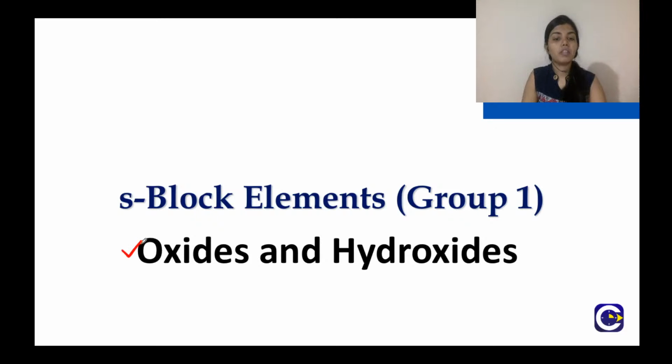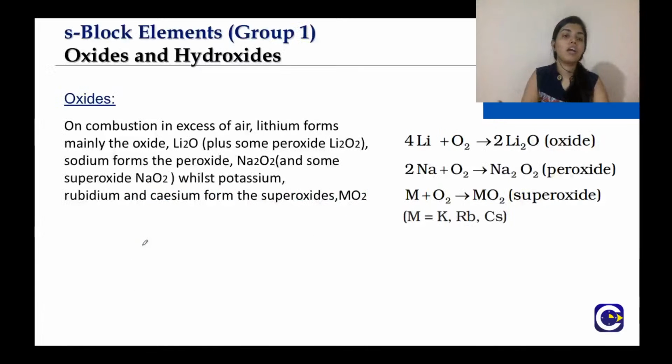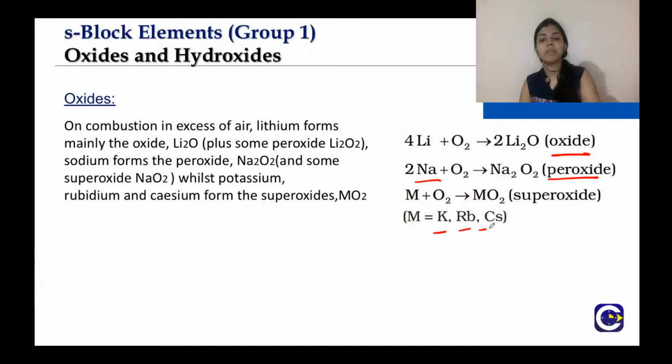Now coming on to the oxides and hydroxides. This we have already done, the oxides part. We will just have a review of this. So oxides, basically on combustion in excess air, lithium will form oxide, sodium will form peroxide, and potassium, rubidium and cesium will form superoxide, and this difference is due to their size stabilization. Because superoxide is stabilized by bigger cations, that is why it is stable with potassium, rubidium and cesium, while oxide is a smaller one, therefore it is stable with lithium, and peroxide is a medium one, so it is stable with sodium.